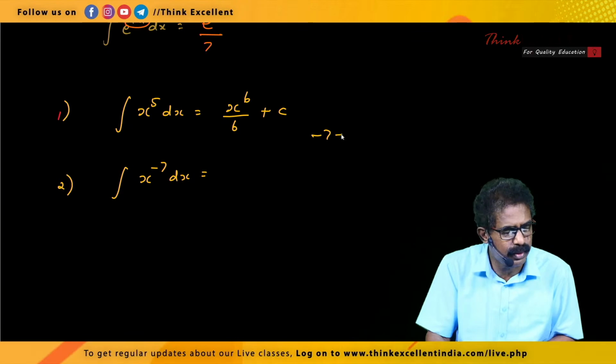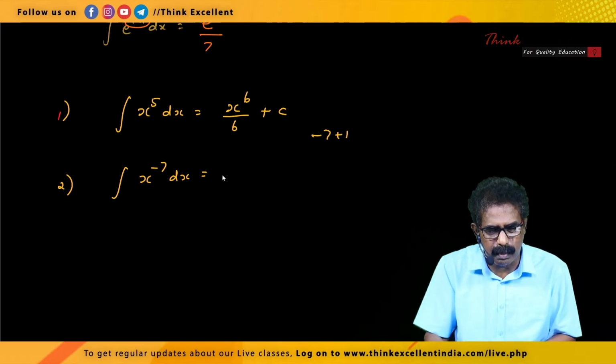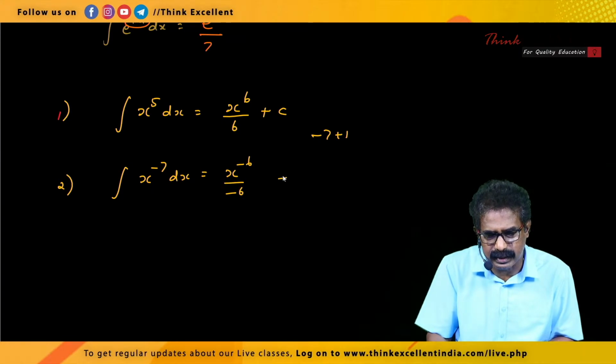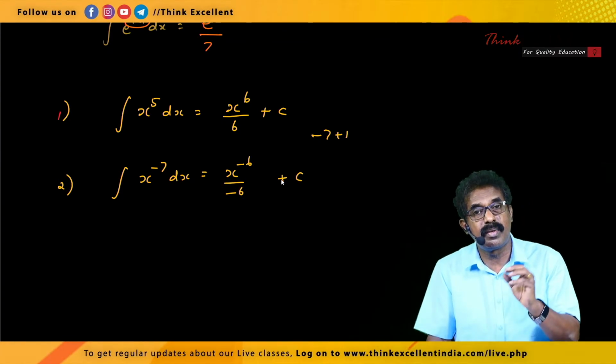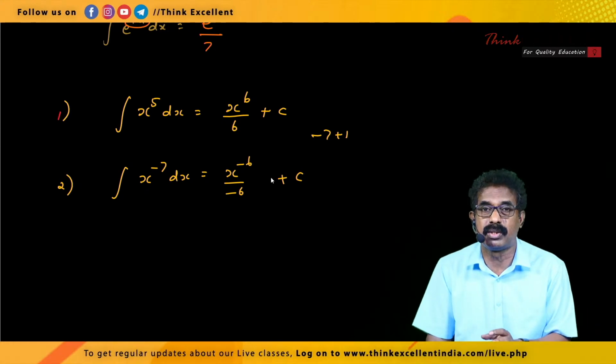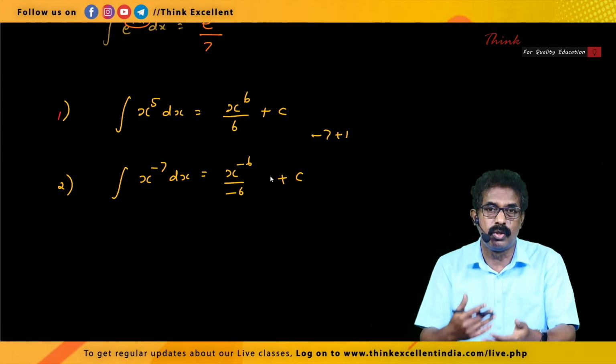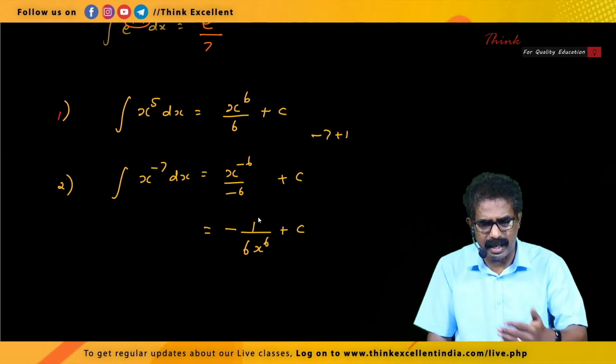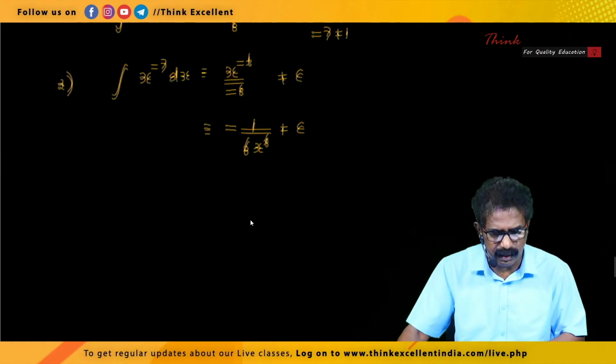So minus 7 கூட 1 add பண்ணீங்கன்னா you will get what? Minus 6. So x raised to minus 6 by minus 6 plus c. Sums செய்யும்போது whenever you get a negative power, you make it positive. என்ன செய்யணும்? Position numeratorல இருந்தனா denominator கொண்டு போயிருங்க. So answer நீங்க என்ன எழுதலாம்னா minus 1 by 6 x raised to 6 ன்னு உங்க final answer எழுதலாம். அந்த x raised to minus 6 you can bring it to the denominator.